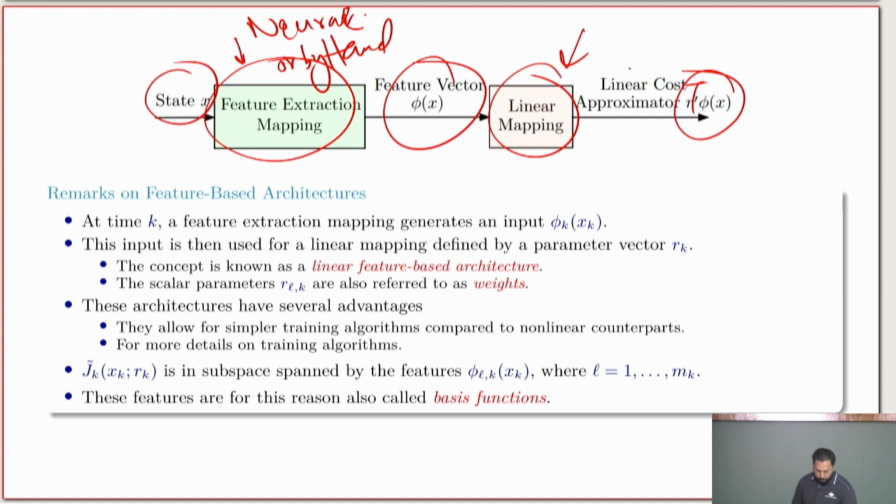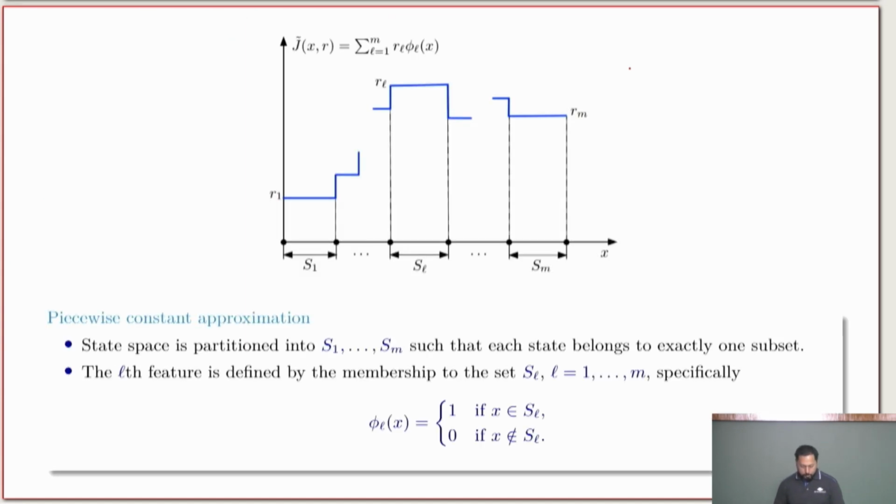So that is all. So we can now, what are other ways you can try to do approximations? One possibility is if you define your features as piecewise constant approximations. So we can divide our state space into m components like so.